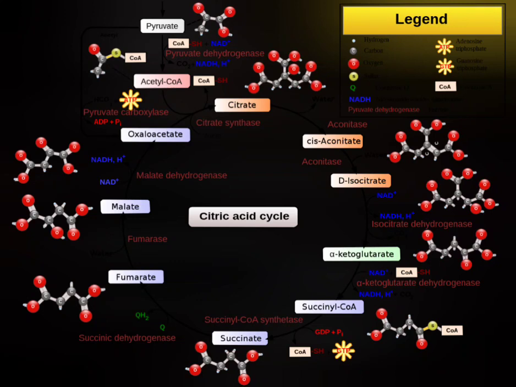Today we are going to learn about the Krebs cycle. It is called the Krebs cycle because it was discovered by a scientist named Krebs. It is also called the citric acid cycle because the first product formed in this cycle is citrate. It is also called the tricarboxylic acid cycle because the product formed in the Krebs cycle, citrate, has three carboxylic groups.